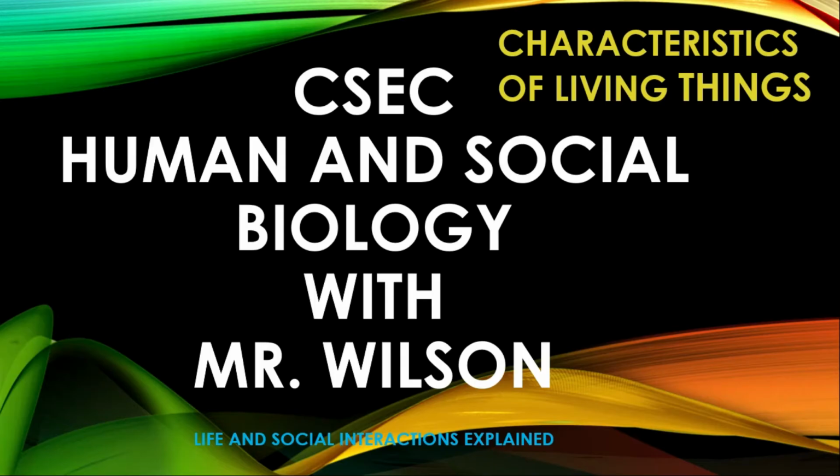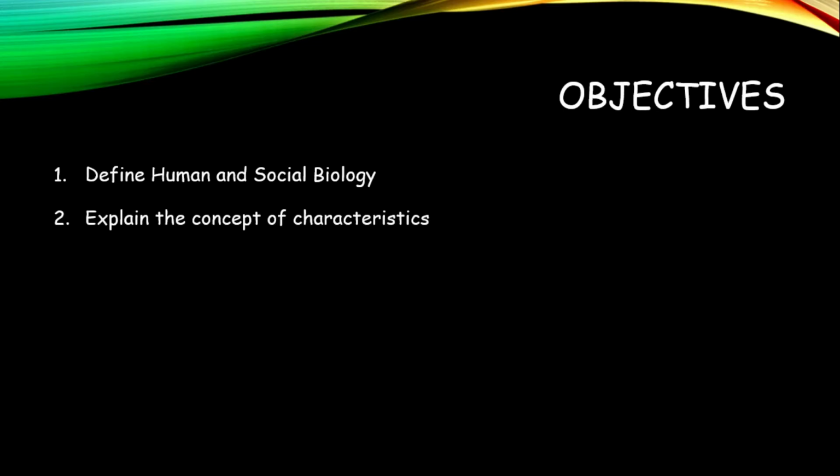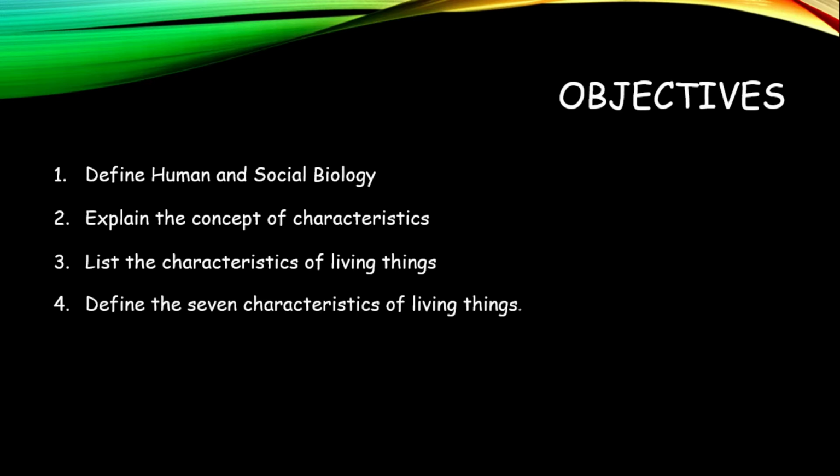Today, we're going to be looking at characteristics of living things. I do hope you are not alone. Grab a friend and let's go. Our objectives of the day are: define human and social biology, explain the concept of characteristics, list the characteristics of living things, and finally, define the 7 characteristics of living things.